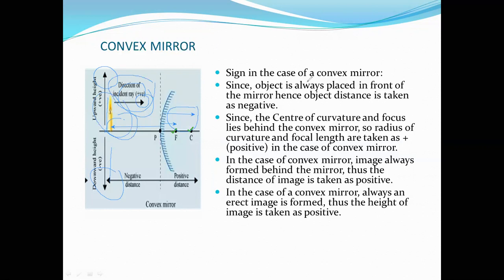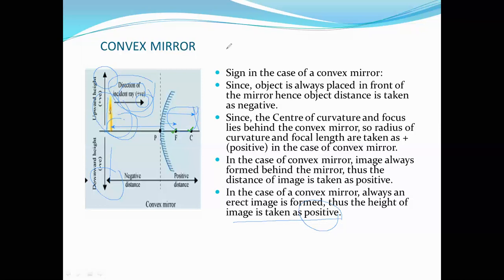So in case of convex mirror, image always forms behind the mirror. Thus the distance of the image is taken as positive. In case of convex mirror, always an erect image is formed. Thus the height of the image is always taken as positive. This is the case of convex mirror, image is always erect. So image is erect, so it is taken as positive. The height of the image is always taken as positive because it is always above.